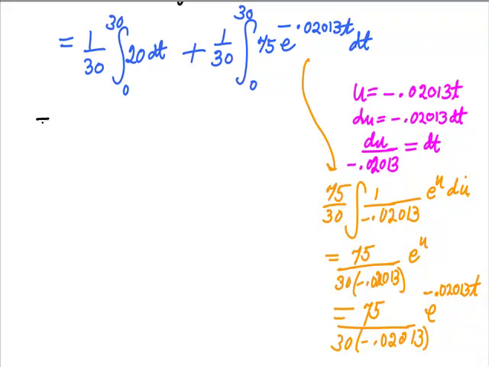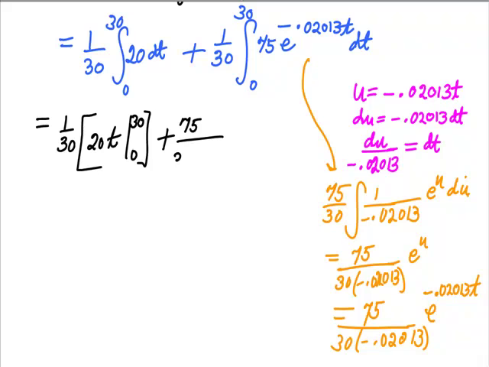So this is 1/30th. The antiderivative of 20 is 20t from 0 to 30, plus, now we're doing all of this, all that we had here. So we're going to have 75 divided by 30 times negative 0.02013, right? E to the negative 0.02013t from 0 to 30. So we've got two sections now to calculate.